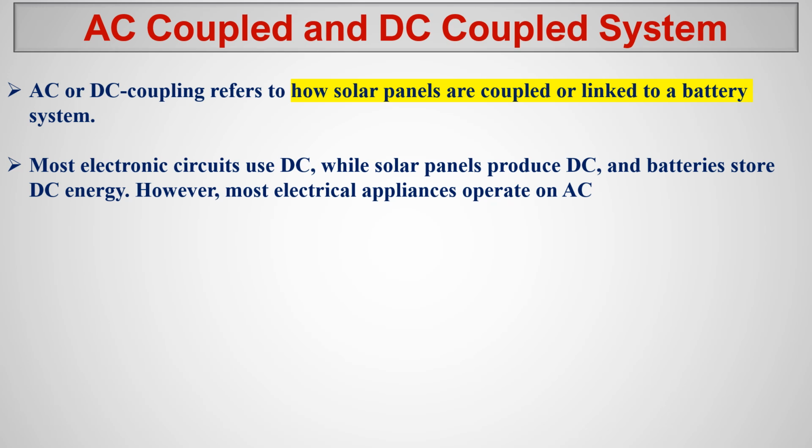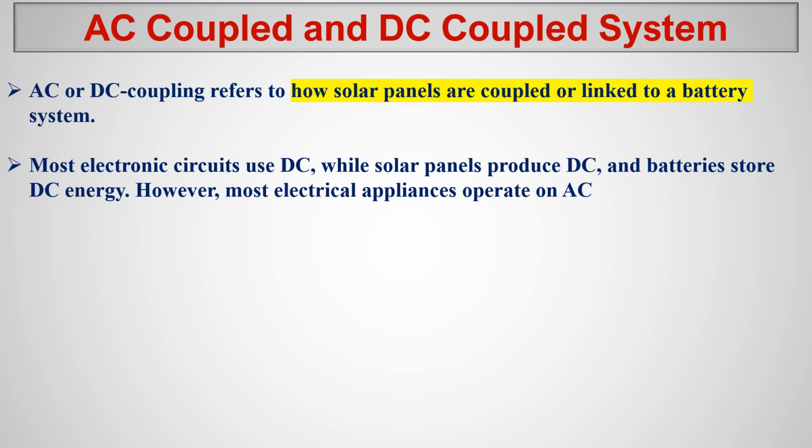AC or DC coupling refers to how solar panels are coupled or linked to a battery system. As I said, we are going to talk about how it's linked to the batteries. This video is going to take a little more time, because I can't put a 5 minute video to explain a deep concept. We need to discuss a lot, because only then will it come to the end.